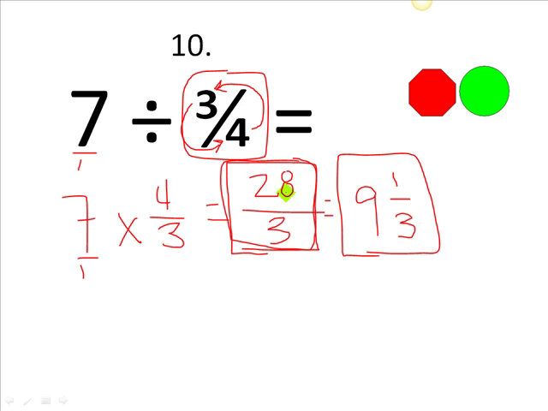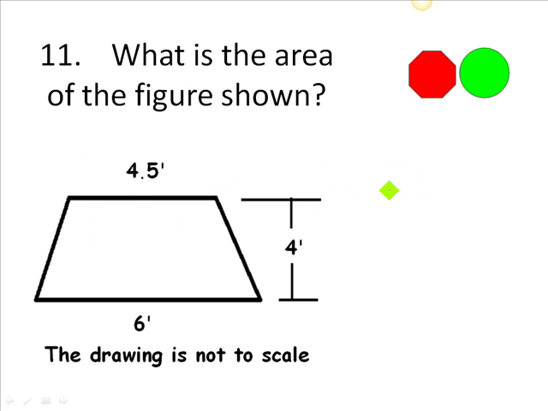If you wanted to check, hey, how am I doing here? Is this right? Just do this. 3 times 9 is 27, plus 1 is 28, and you're dealing in thirds. That's 28/3. Okay, number 11. Click on the stop sign.